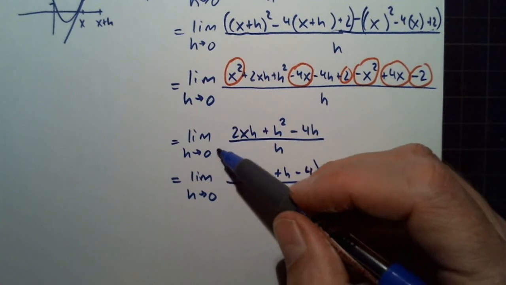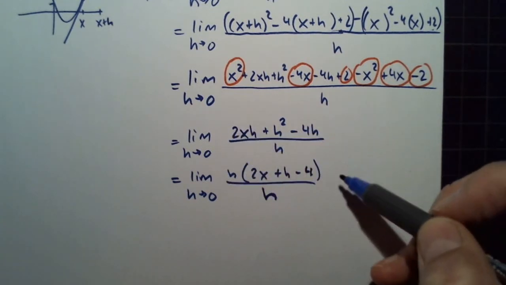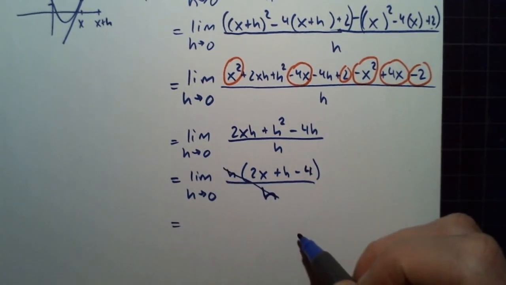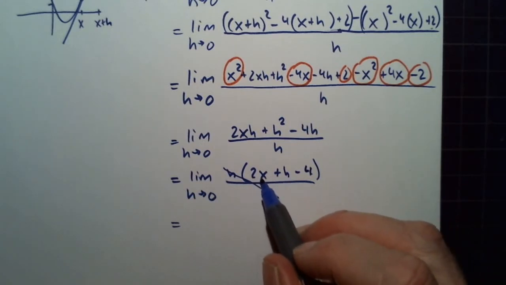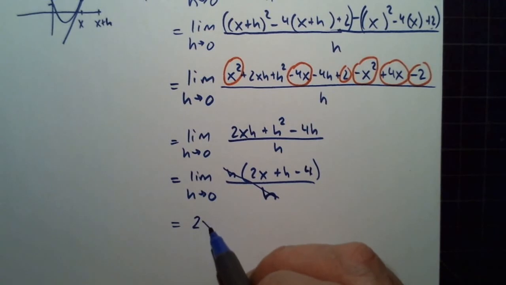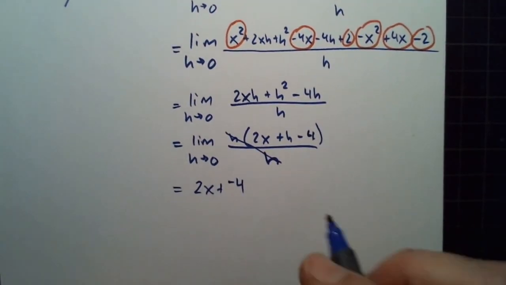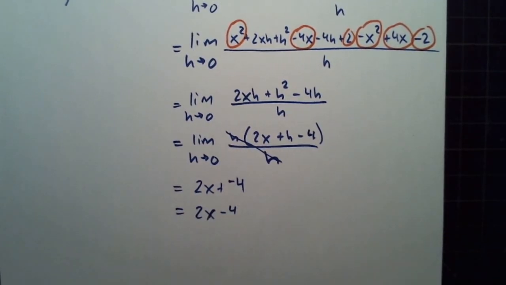Also, if we substitute 0, we would get 0 over 0, and that's indeterminate, so we have to rewrite it. H divides to get 1, and you substitute a 0 for h. So we have 2x plus h minus 4, 2x minus 4. 2x minus 4 is the slope. It's a formula for the slope of the tangent line at any x value.